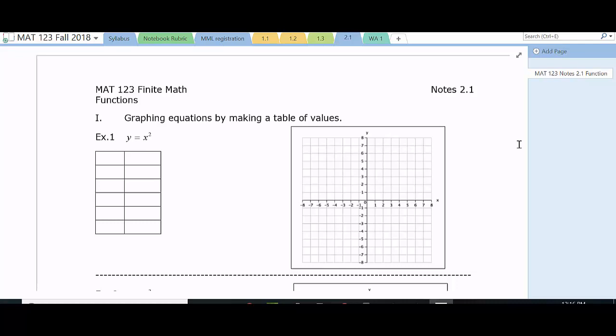We're learning about functions, which is the main topic. What we're going to start with is just doing some graphing of functions. If I want you to graph something at this stage in the class, what you want to do is make a table of values.